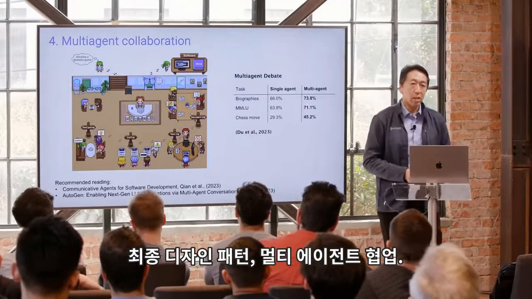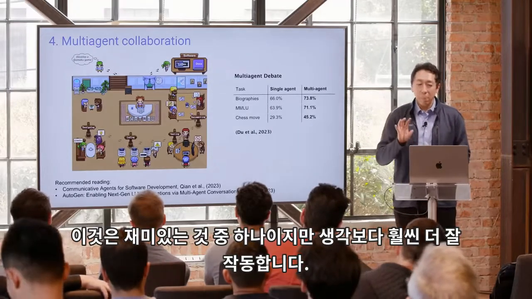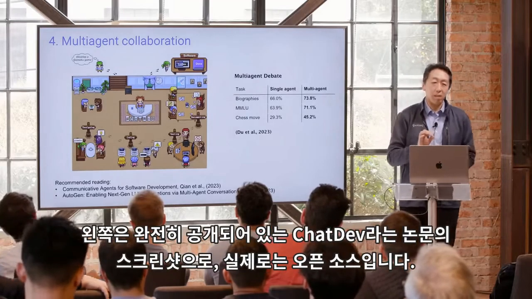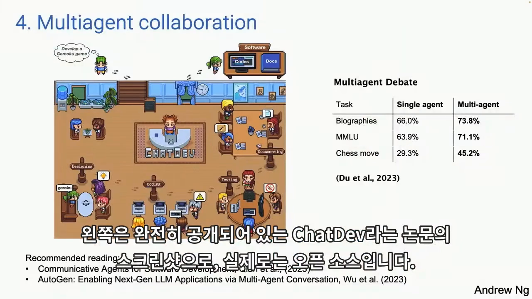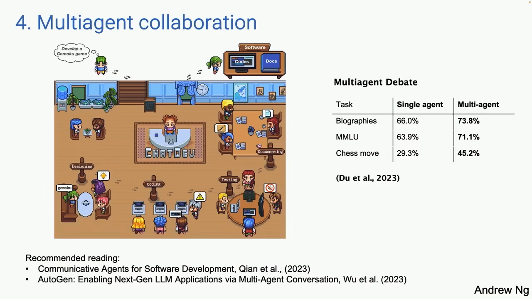The final design pattern, multi-agent collaboration. This is one of those funny things, but it works much better than you might think. On the left is a screenshot from a paper called ChatDev, which is completely open, which is actually open source. Many of you saw the flashy social media announcement and demo of Devin. ChatDev is actually open source.